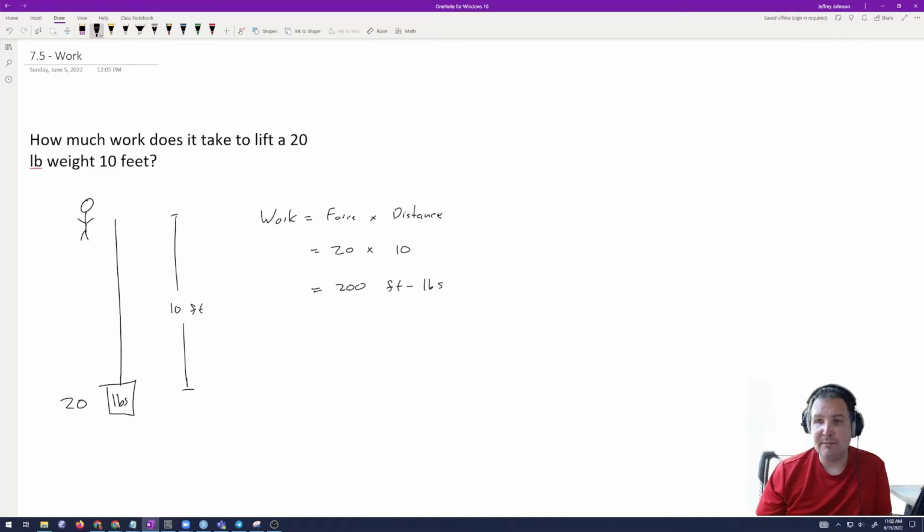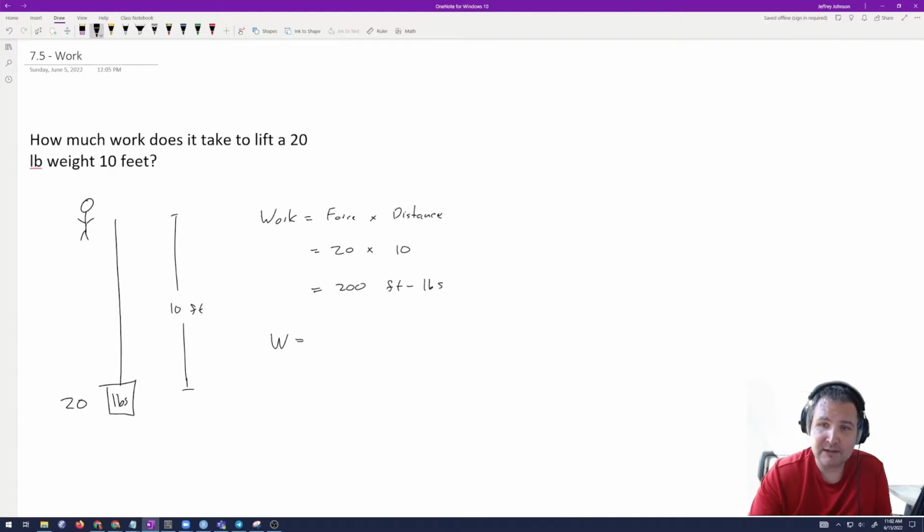Now, we might remember that in the metric system, force is measured with newtons, and our work is measured in newton-meters, which is joules. Okay, so we can think about this problem, force times distance, as an integral where the distance changes. So how could we set up this exact same problem as an integral?